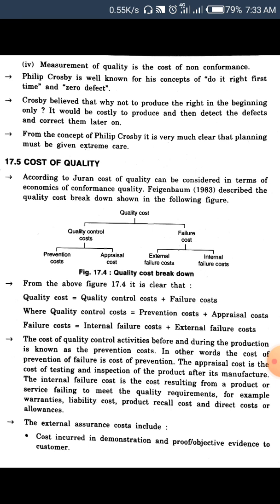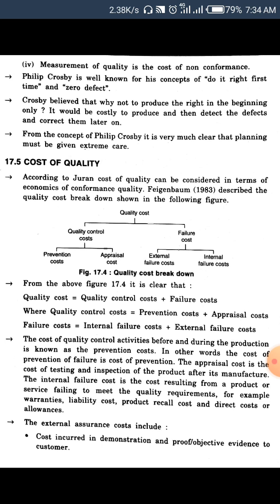So here, what is quality cost in the form of the equation? Quality cost is a summation of the quality control cost and failure cost. And what is quality control cost? It's a summation of the prevention cost and appraisal cost. So the total of prevention cost and appraisal cost is the total quality control cost. And failure cost is a summation of the internal failure cost and external failure cost of the project.